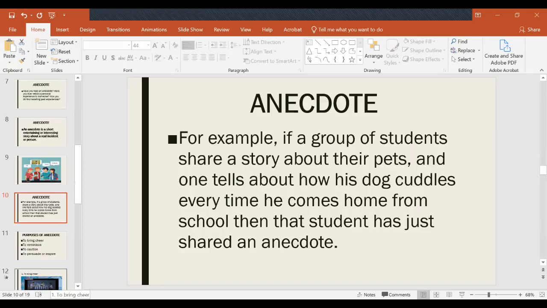So, a group of students share a story about their pets and one tells about how his dog cuddles every time he comes home from school. Then that student has just shared an anecdote. Okay.